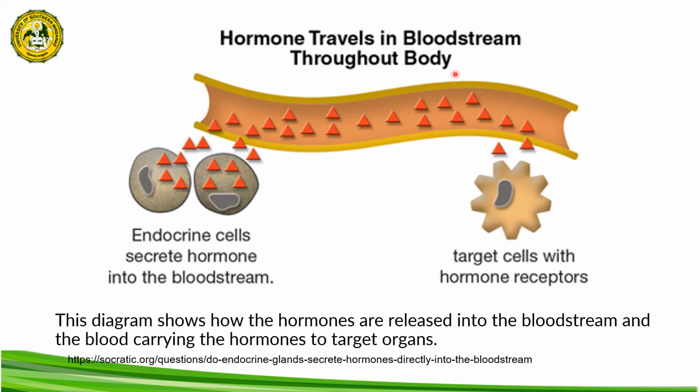This diagram shows how the hormones are released into the bloodstream and the blood carrying the hormones to target organs. We have here the endocrine cells, and they secrete the hormone directly into the bloodstream. These small triangles here are the hormones. They travel into the blood and they reach the target cells with the hormone receptors.